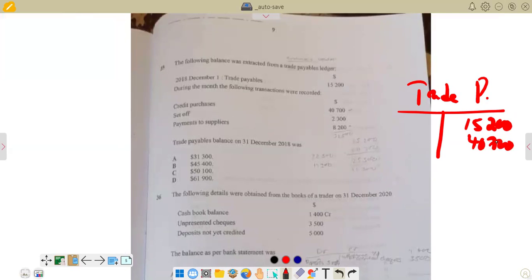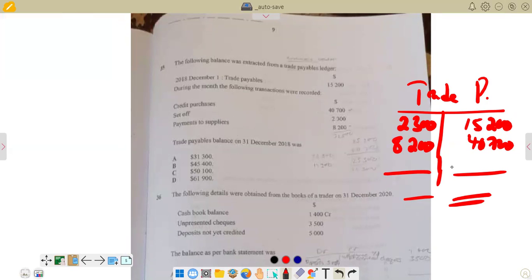30,700. And for the set off, when it's a set off, it comes on the opposite side, on the debit side. And then our payments to suppliers, obviously they reduce the amount that we are owing to suppliers, so we put it on the debit side. Remember, we debit trade payables, and you can pay by cash, depending on the methods of payment. So if you balance this, let's try to see.